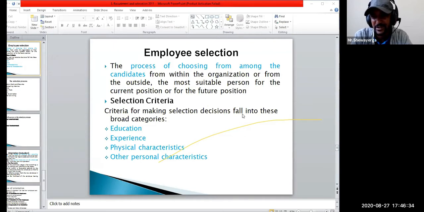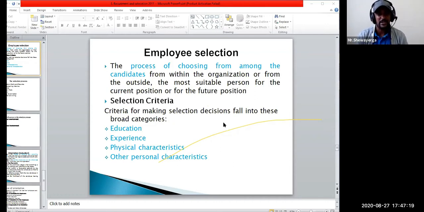So then, when we have seen selection, it is the next element of human resource management, which is next to recruitment. After recruitment, after inviting them, when we have a number of applicants, we try to choose the best one from the potential applicants or prospective candidates. So selection is a process of choosing from among the candidates, from within the organization or from outside, the most suitable personnel for the current position. So selection is a process. When you choose the best one, that is the decision.